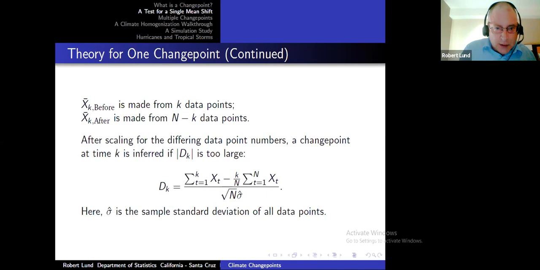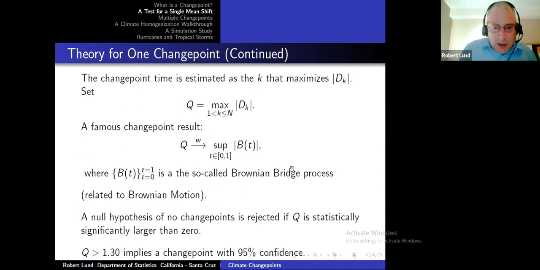Almost done with the technical stuff. Here is maybe the coup de grace slide for a one change point. I don't know what time k is for the change point. So what I'll do is, time one can't be a change point, but any time between two and n can be a change point. So I'll make a statistic that takes the largest discrepancy, the largest absolute value of D_k. Now, this means I'm taking a maximum.